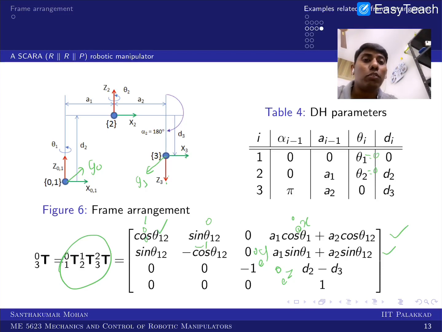When you substitute the home position, you can see that the x position is a1 plus a2. You substitute theta 1 and theta 2 as 0, and it is giving a1 plus a2. The y-axis displacement is 0. And the z-axis displacement is d2 minus d3. Okay, so like that you can cross check, and we move forward.